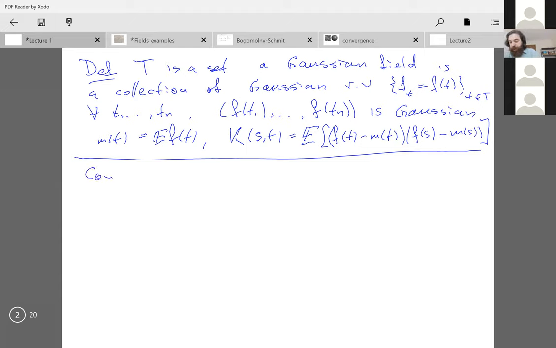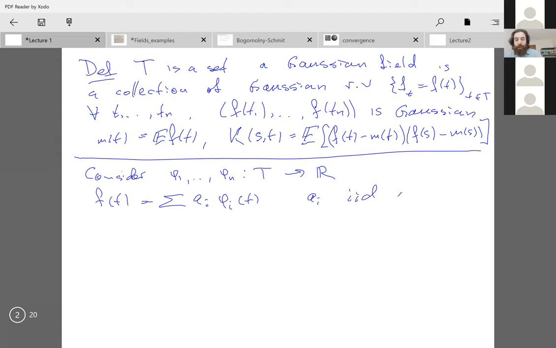So consider a certain collection of functions, say maybe a finite collection. So we have n functions phi_i defined on our space. And then we define a function f of t, which is the sum of a_i phi_i of t, where the a_i are iid standard Gaussians. Then first of all, if you fix a point t, what we have is a linear combination of Gaussian random variables, so it's Gaussian. So f is a Gaussian field.